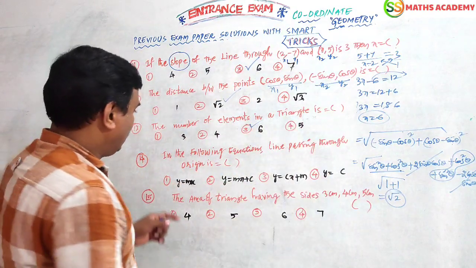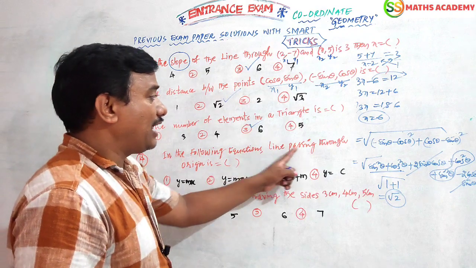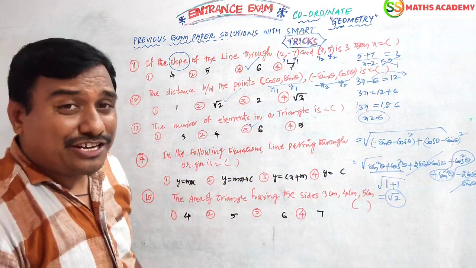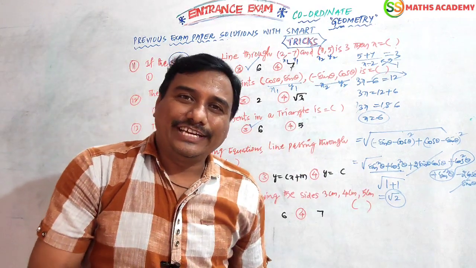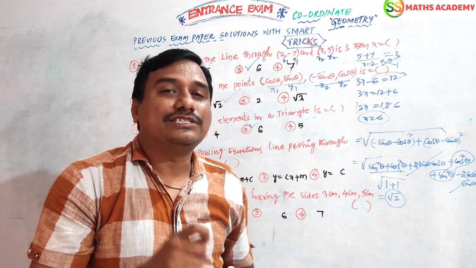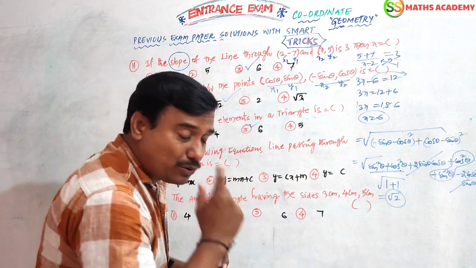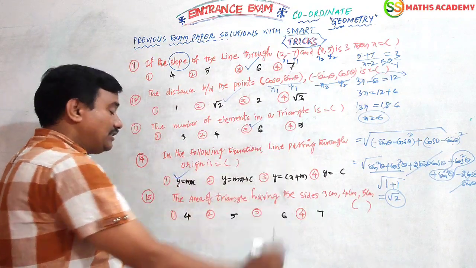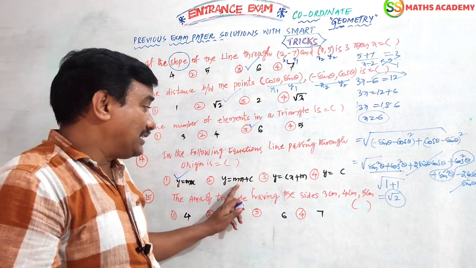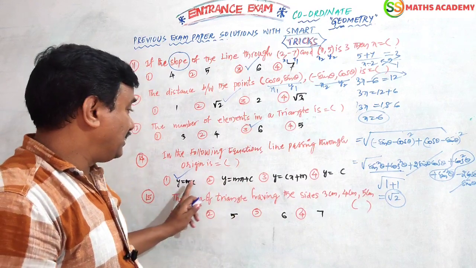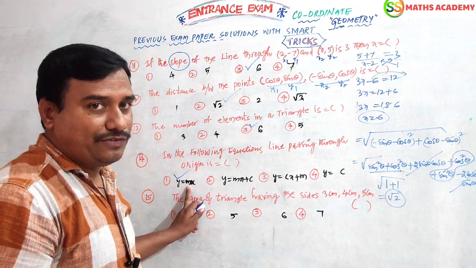Simple question. In the following equations, which line is passing through the origin? Simple, amma. y equals mx line. The y equals mx line is passing through the origin. Standard question, formula question, amma. This is the x and y intercept form. This is the slope line equation.